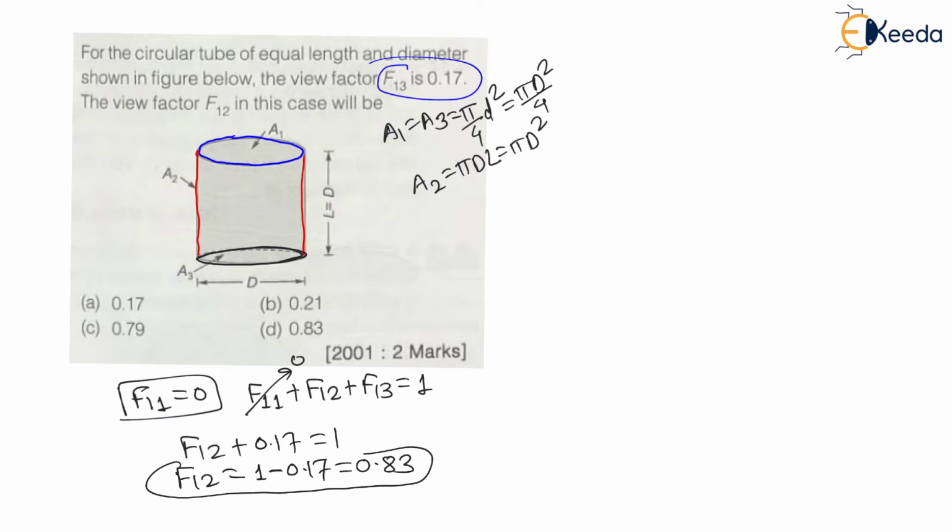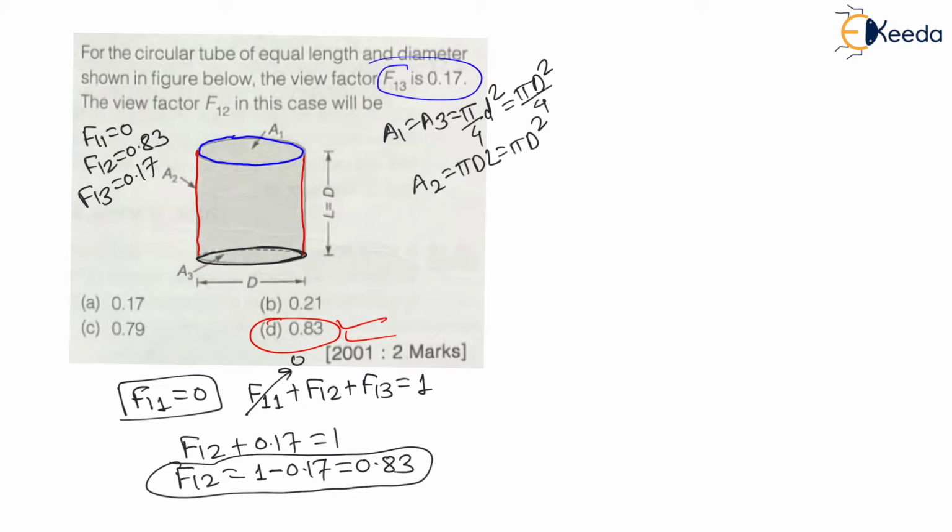My dear students, this is the answer to the question here. Now you have solved this question. That is, option D will be the correct choice here, right? But here let us find all the view factors. Now how many have we calculated? F11, F12 and F13. So here I am going to write 3 view factors. That is, F11 is equal to 0, F12 is equal to 0.83 and F13 is already given, which is nothing but 0.17, right?